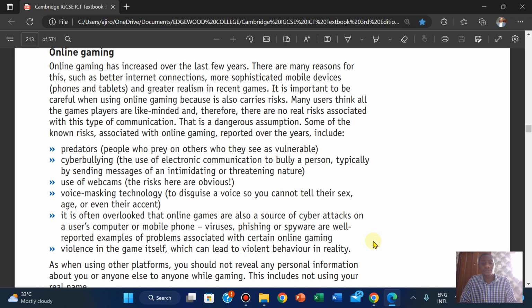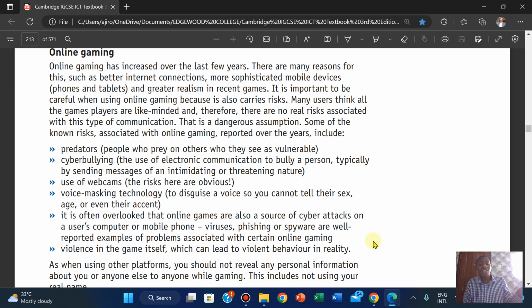The use of webcams. The risks here are obvious. They can screenshot your picture, or video you, and use it for something else. There is also voice masking technology to disguise the voice so you cannot tell their sex, age, or even their accent. There's voice masking software that helps you to do that, so they disguise their voice. You have to be careful.